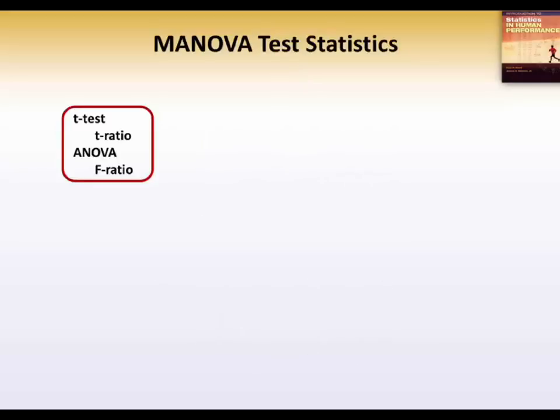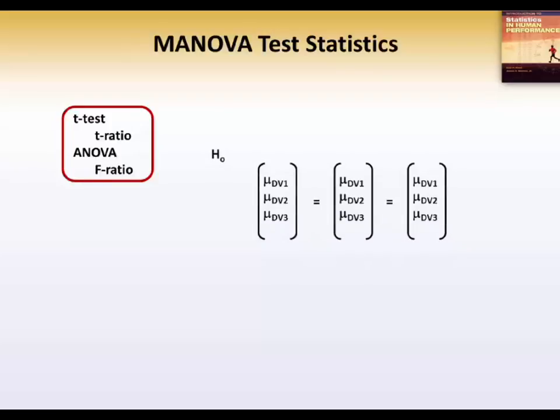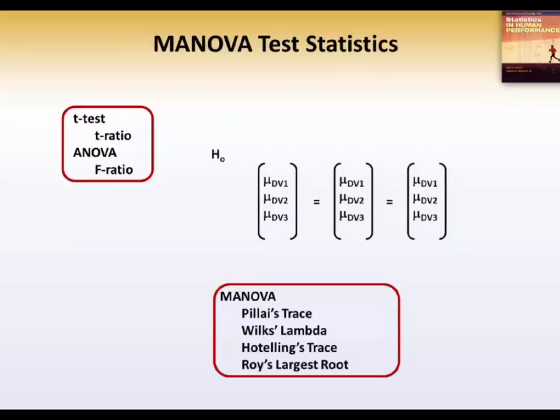We now talk briefly about test statistics. We did a t-test, and we tested the difference between independent and dependent t-tests with a t-ratio. When we did analysis of variance, the test statistic was the f-ratio. When we move to MANOVA, there is more than one test statistic to test this null hypothesis. There are 4 MANOVA test statistics printed with each SPSS analysis.